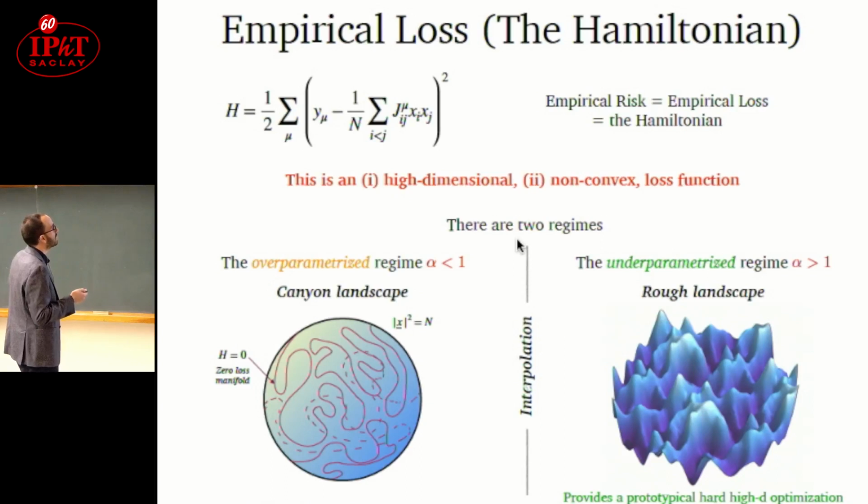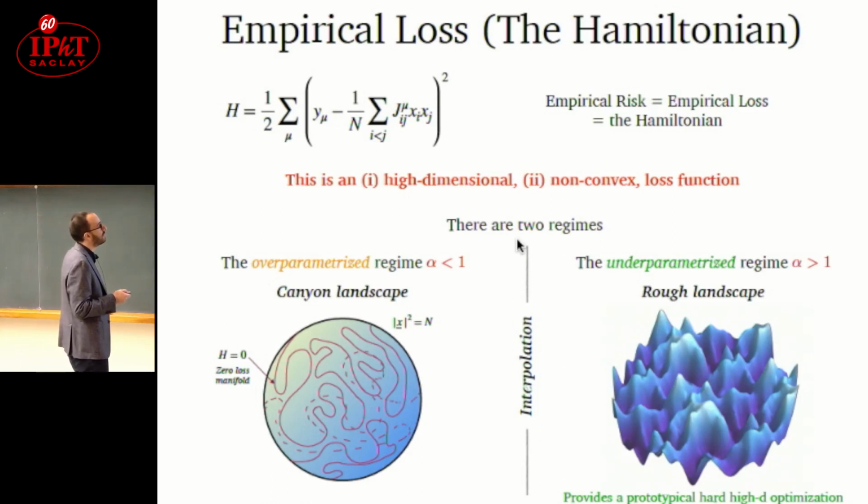So there are two regimes depending on how many data points I have per degree of freedom. There is a regime which is over-parameterized, which means that alpha is less than 1. In this regime the loss landscape is a kind of canyon landscape. You have a zero energy manifold because you have more degrees of freedom than data points, so you can fit all your data set. And this is the regime that is really relevant for deep learning.